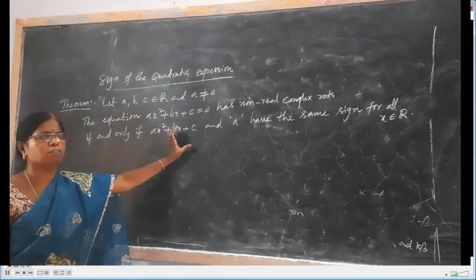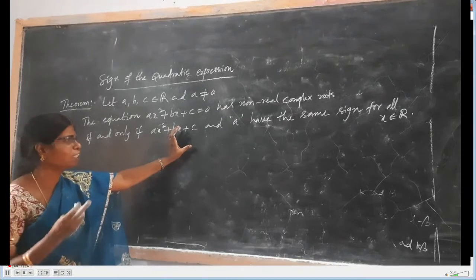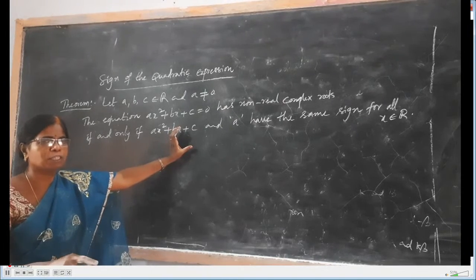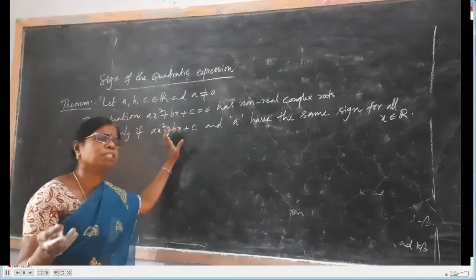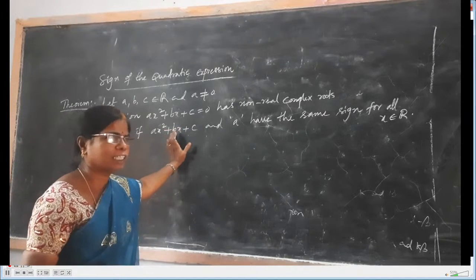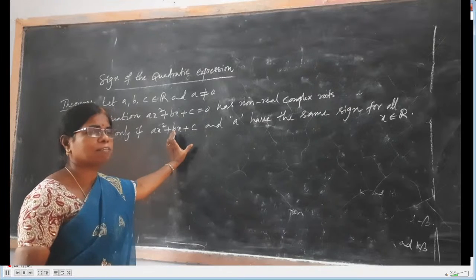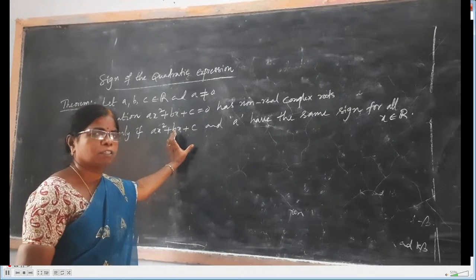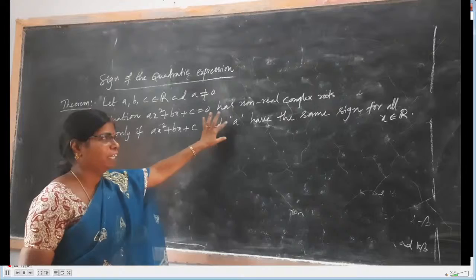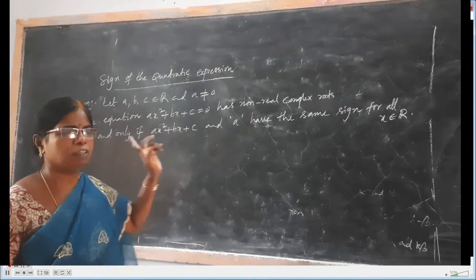So a very wonderful theorem. What this theorem says is, without explicitly substituting the values of x in the given quadratic expression, we can say the sign of that expression by looking at the sign of a. So what is a? Quotient of x square.